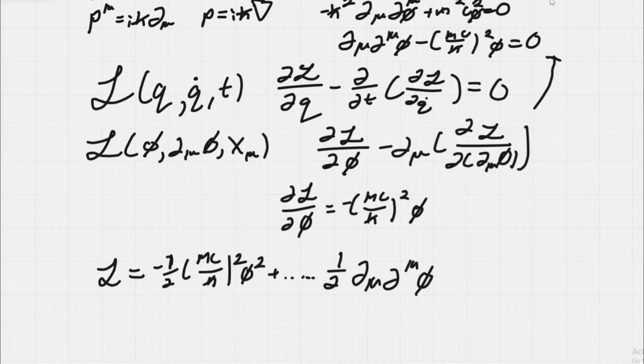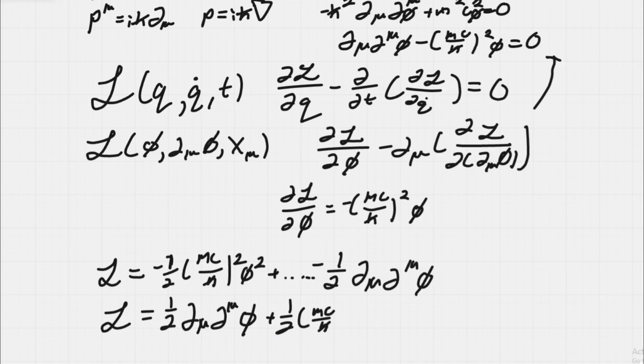And this is negative because of this negative sign here, and these negatives can both cancel, so we get that the final Lagrangian is just equal to 1/2 d mu phi plus 1/2 mc over h bar squared phi squared.